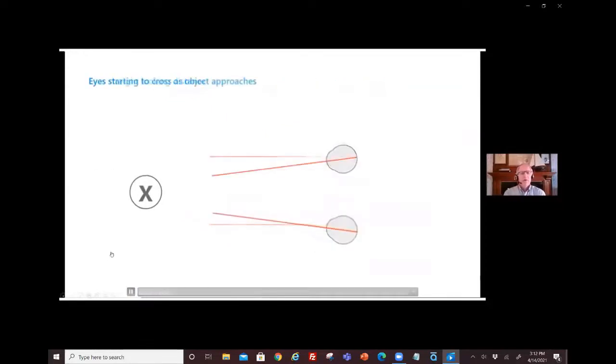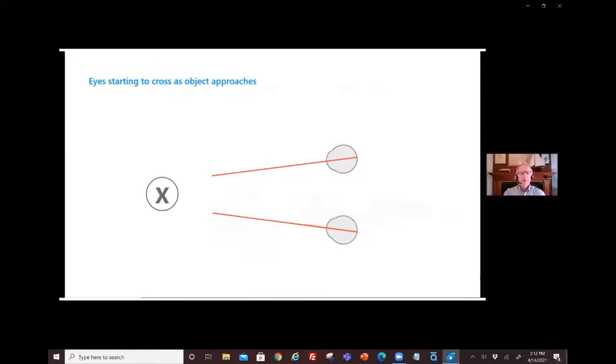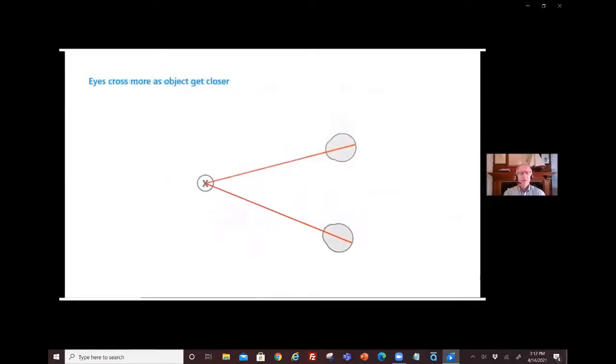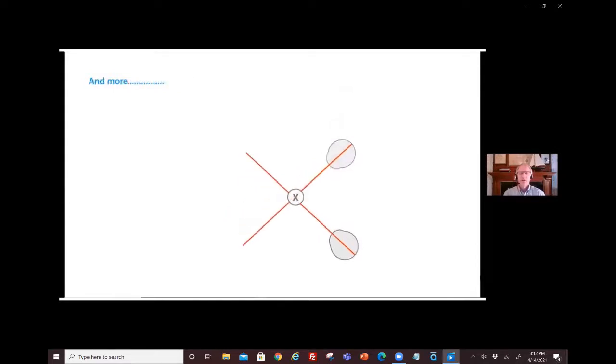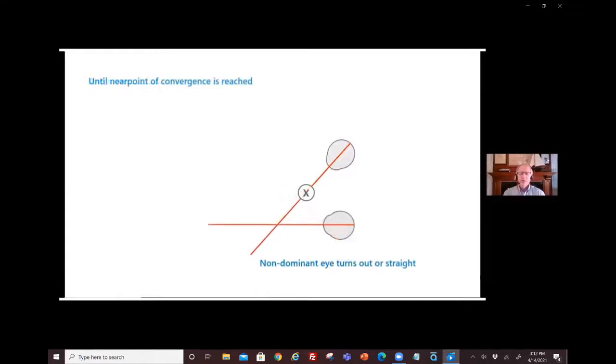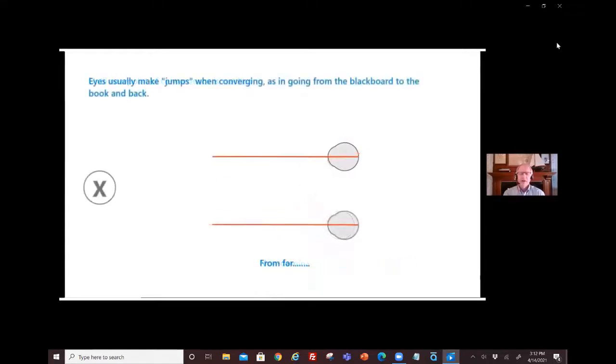Each time that you look far away, the eyes go straight. As you bring a pencil towards them, they cross a little more. They cross a little more. And what we're looking for is the point at which they cannot cross anymore. At that point, the dominant eye will stay looking at the target and the non-dominant eye will go straight.